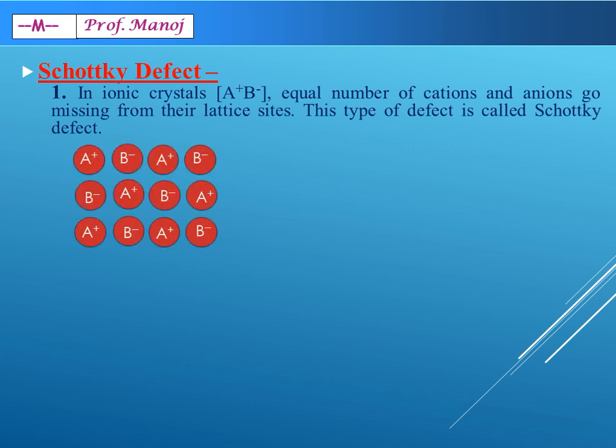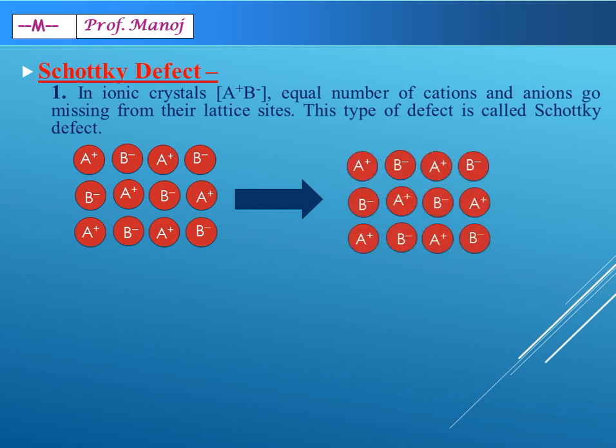Imagine this is the original regular picture of some crystal, and when Schottky defect is found, it will look somewhat like this. If you observe, from the first row B minus has disappeared, from the second row A plus has disappeared.